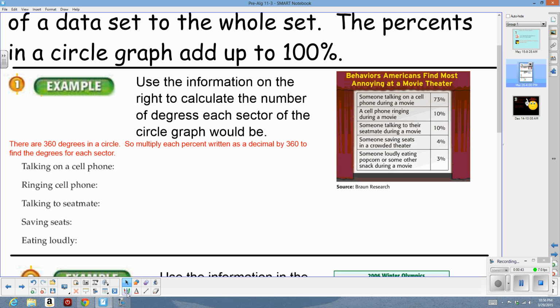So talking on a cell phone is 73%. So we're going to figure out what 73% of 360 degrees is. So 73% written as a decimal is 0.73, and then we're going to multiply it by 360 because we're trying to find 73% of 360. So 0.73 times 360, going to the nearest degree, is 263 degrees.